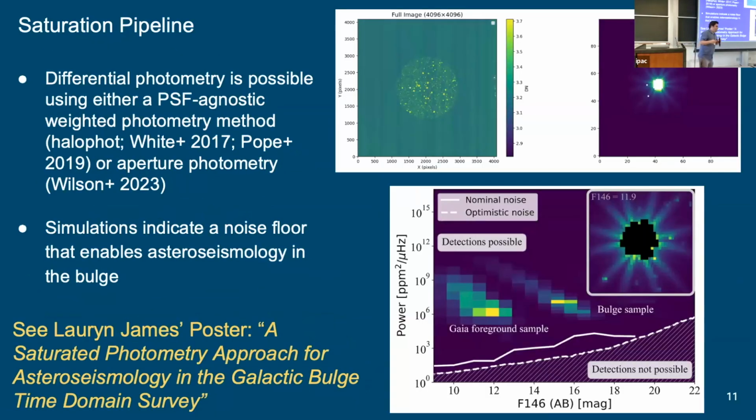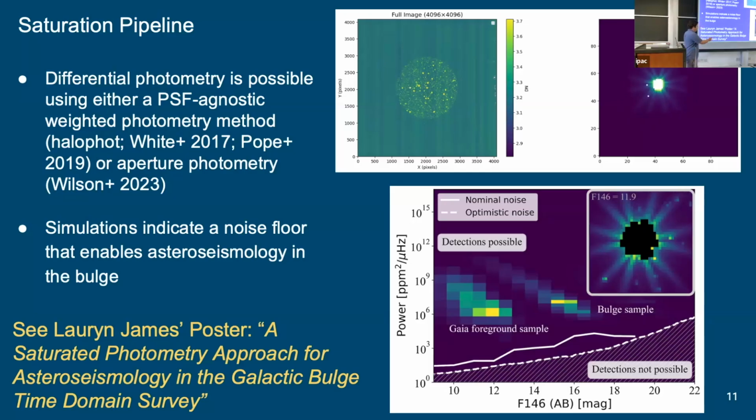So just to go into other work that we're doing, Lauren James and Joel Zinn at Cal State University Long Beach are currently working on a saturation pipeline. This is for differential photometry. It's possible either as a PSF-agnostic, weighted photometry method, or aperture photometry.